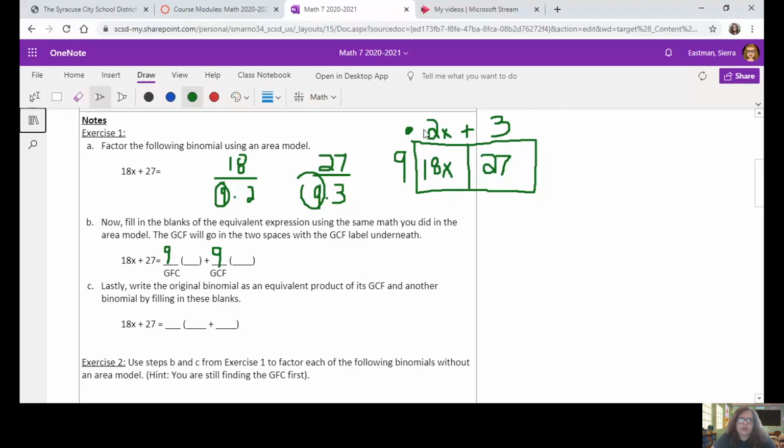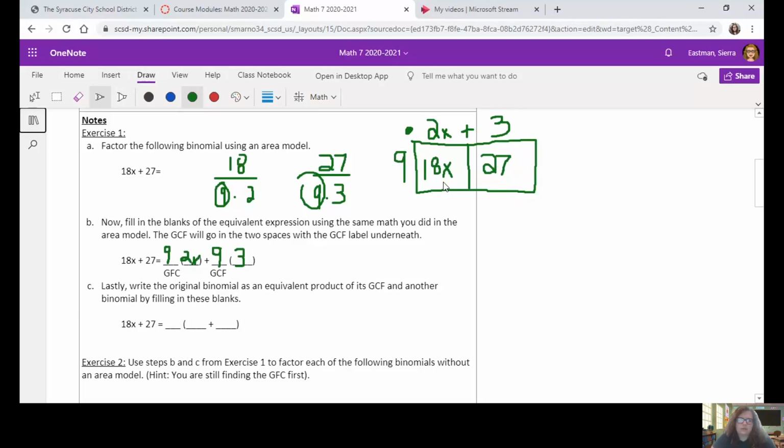And we're going to use these other parts of our new answer to fill in the other blanks, okay? We got that 18x by doing 9 times 2x. And then we got that 27 to add by doing 9 times 3. Okay, so this is showing our multiplication, that operation that we're doing, just in a different way without using that box method.